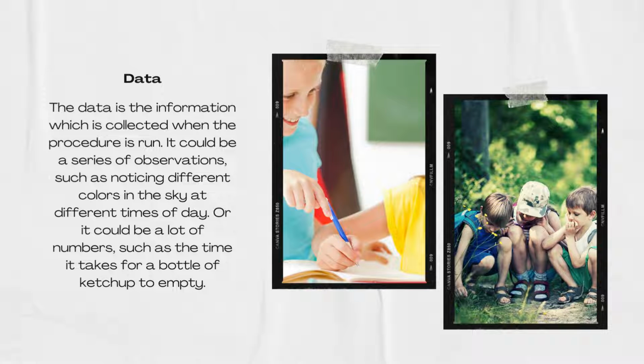Now gather some data. The data is the information which is collected when the procedure is run. It could be a series of observations, such as noticing different colors in the sky at different times of day. Or it could be a lot of numbers, such as the time it takes for a bottle of ketchup to empty.